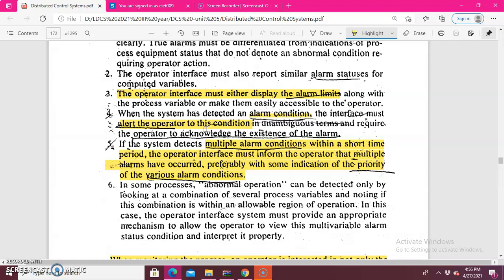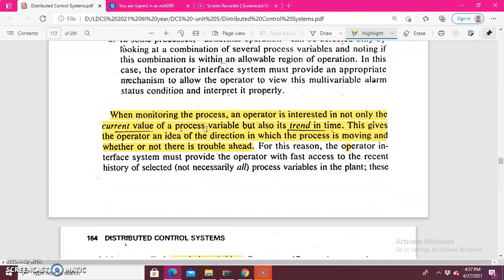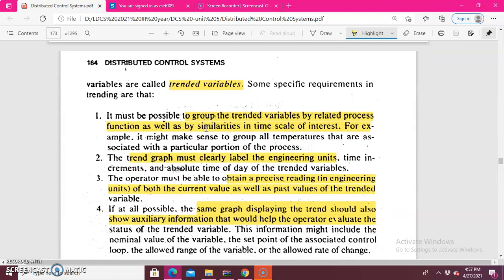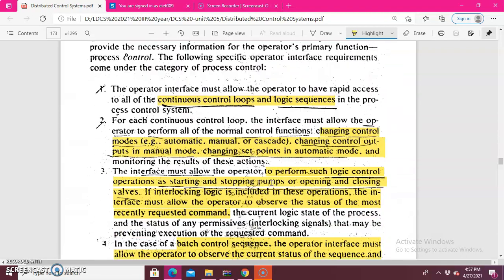Then multiple alarm conditions are prioritized, along with the current value as well as the trending values they have. They are called trend variables, and the trending variables should be grouped relative to the process, either as a graph or as a precise reading, or the graph displaying the trend should also use auxiliary information. So these values are again based on the operator-specific interface requirement.